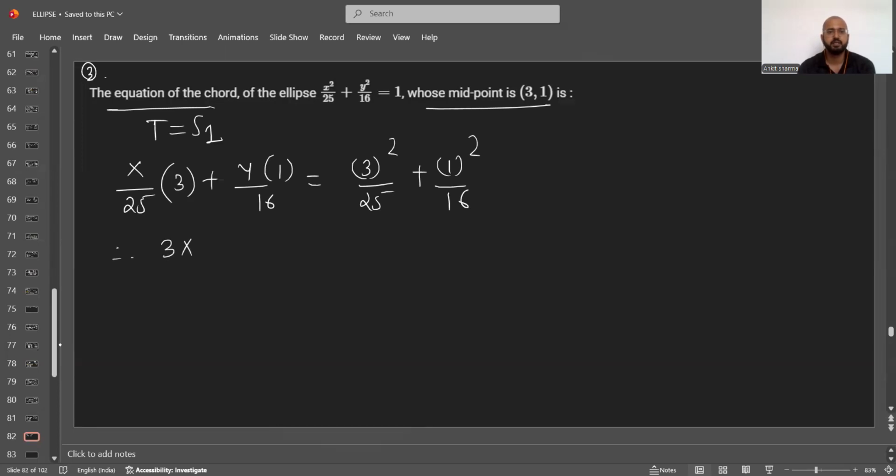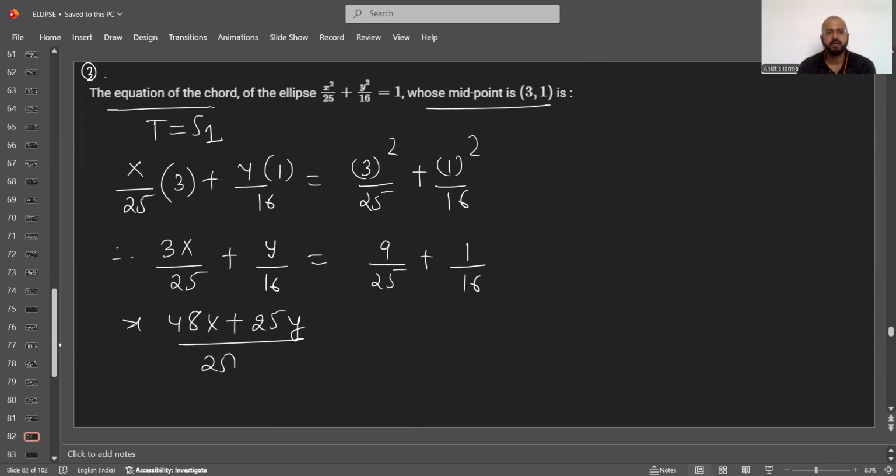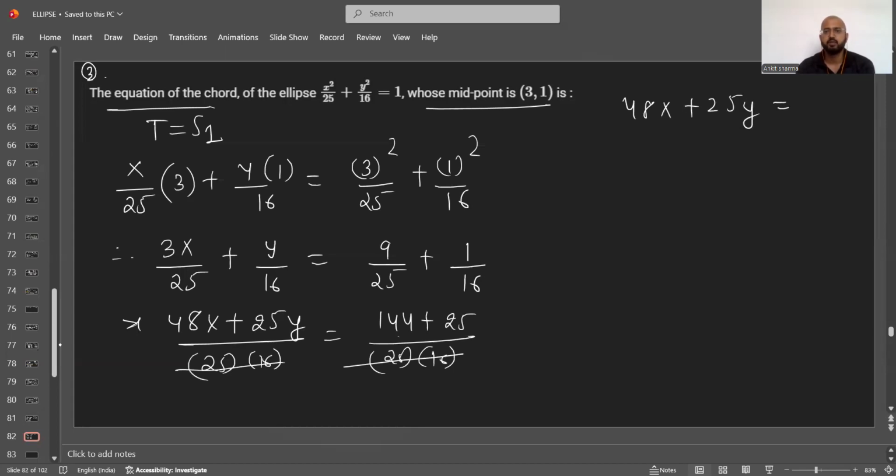So this would give me 3x by 25 plus y over 16 is equal to 9 over 25 plus 1 over 16. I can multiply this, and this gives me 48x plus 25y over 25 into 16 is equal to 16 into 9 is 144 plus 25 over 25 into 16. And politely these two guys get cancelled. And this gives me 48x plus 25y is equal to 169. And this gives me the equation of the chord of the ellipse whose midpoint is this.